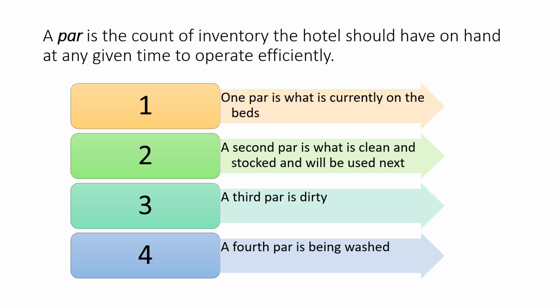One set in the room for each bed, so a clean bed with sheets on it. One set on the shelf, which will be used next. One set is dirty, and one set is being processed for washing.